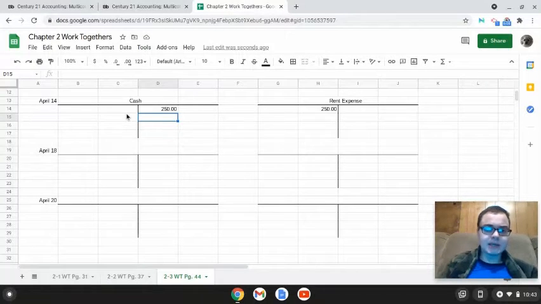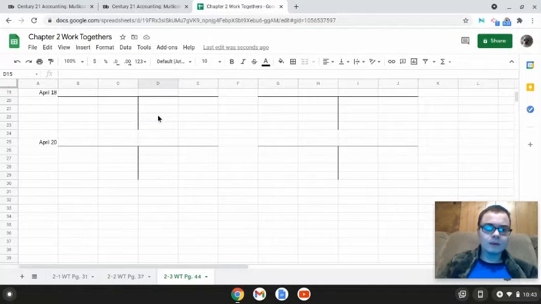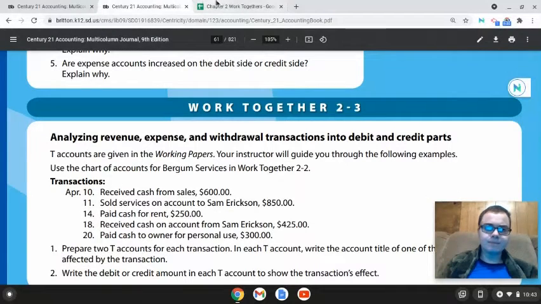Now, for this transaction, we have an increase and a decrease. Since cash is an asset, it has a normal debit balance, so it increases by a debit and decreases by a credit. Rent expense also does the same thing. Rent expense is an expense account that affects owner's equity, so it has, again, a normal debit balance and increases by a debit and decreases by a credit. But if you remember, since we paid cash for rent, our rent expense account is going up or being increased, and our cash account is going down or being decreased. So that was the third transaction.